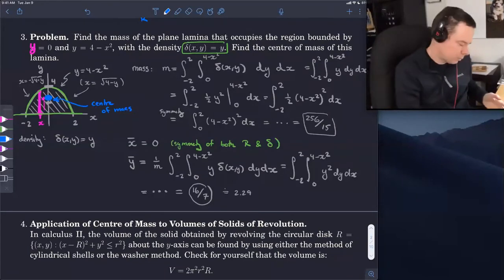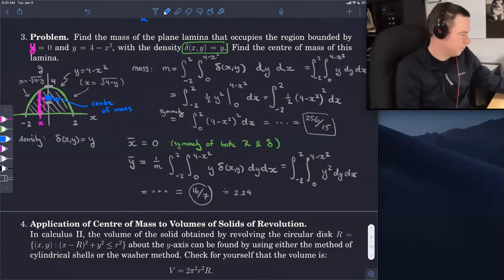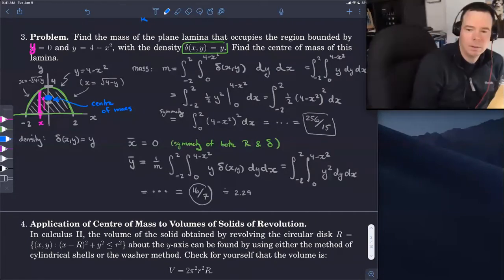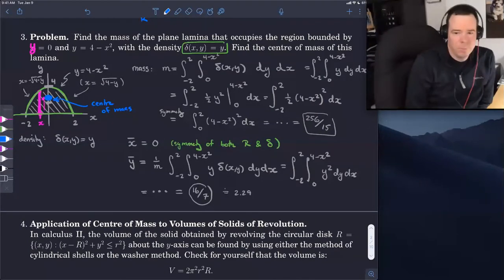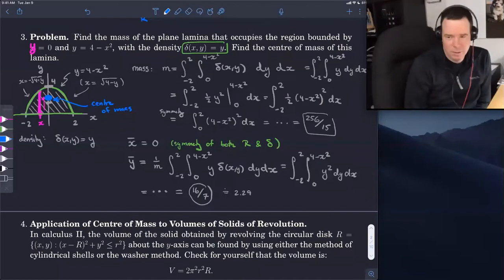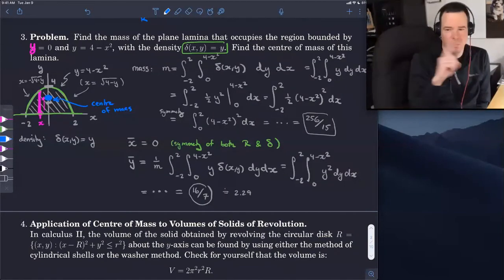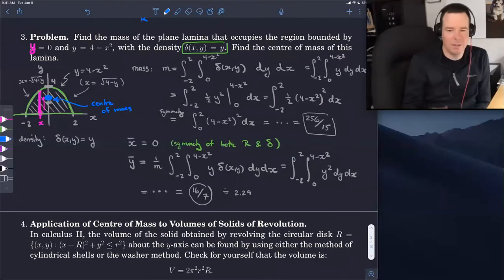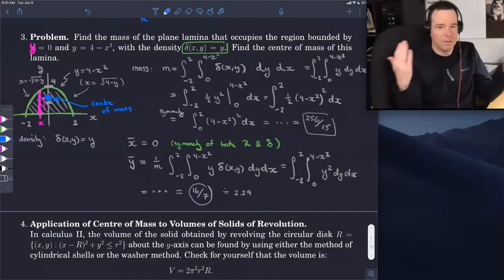Wait, so Professor? Yep. Is x bar equal to 0 because there's no x value in the density equation? Correct. Yeah, that's why. And it could still be the case even if there was an x value in the density. It's just because it's symmetric. If the density function was, for example, y times x squared, the density function would be symmetric around the y-axis with the x squared value. It means whether you're on the right-hand side of the y-axis or the left-hand side, you're getting the same value. So it just means your density is symmetric about the y-axis.